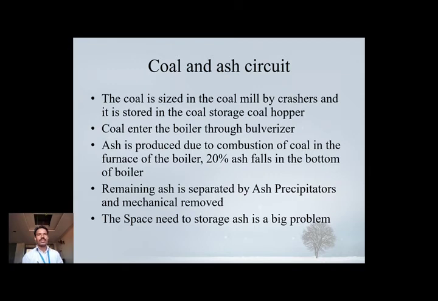Twenty percent of the ash falls to the bottom of the boiler and is carried away by the ash hopper. The remaining ash is separated by the electrostatic precipitator and mechanical methods. In a thermal power plant, ash storage is a big problem because it requires more space.